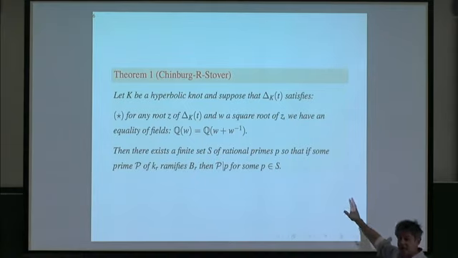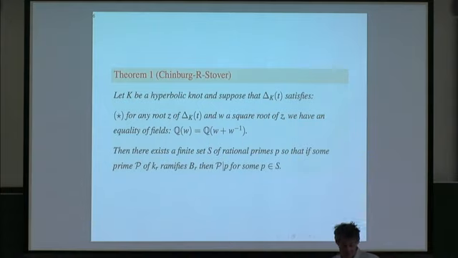It's a condition on the roots of the Alexander polynomial. So W is a square root of Z. Then you want this equality of fields: Q(W) is Q(W + 1/W). Then you can really say there's just a finite set of rational primes such that any prime that ramifies the algebra B sub R has to divide one of these rational primes. Okay, so this is meant to help explain what we saw in the cases of the experimentation.